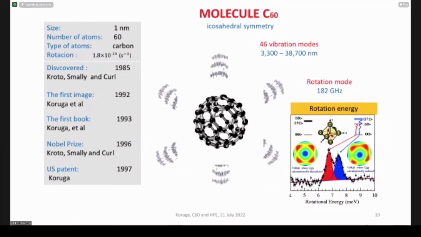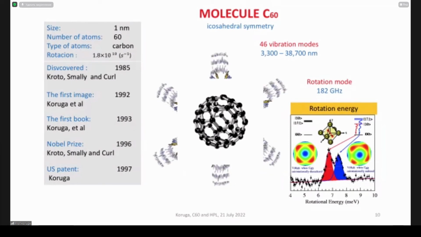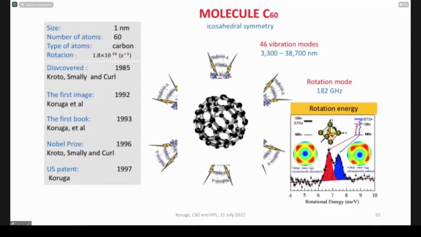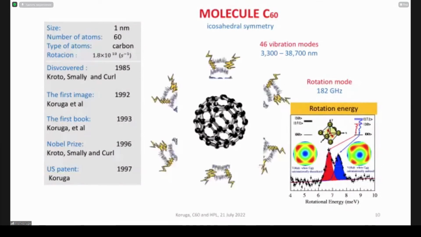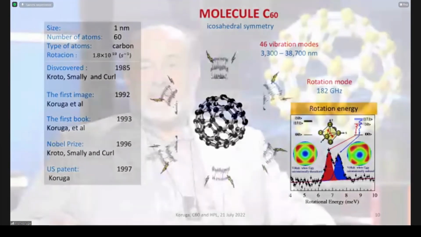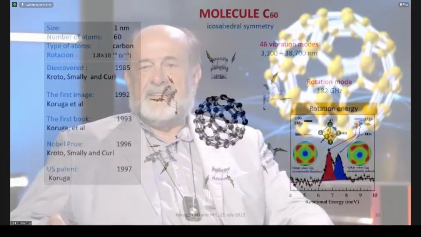And it rotates, actually, it is twisting very, very fast, a billion times a second. And as I mentioned before, it was discovered in 1985. The first image was done in 1992. The first book we published about this molecule was in 1993, and the first patent, one of the first patents in this field, was in 1997, and the Nobel Prize was in 1996.